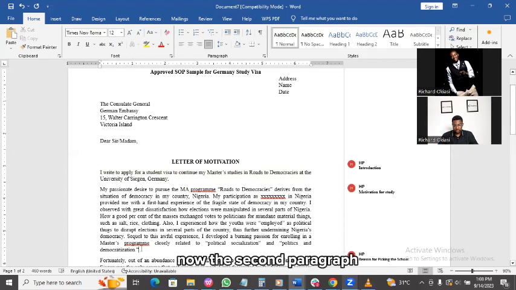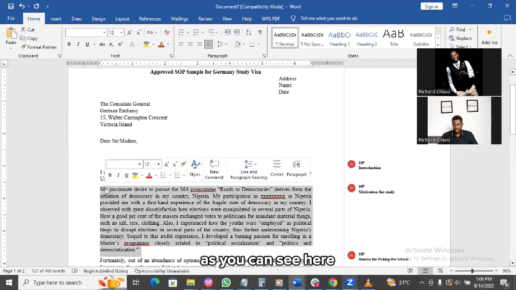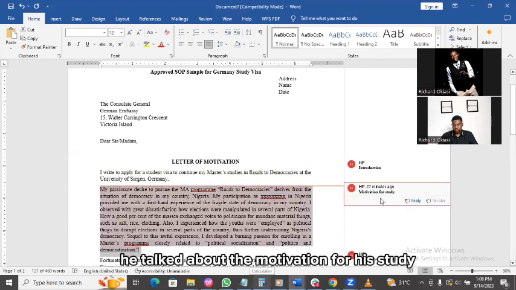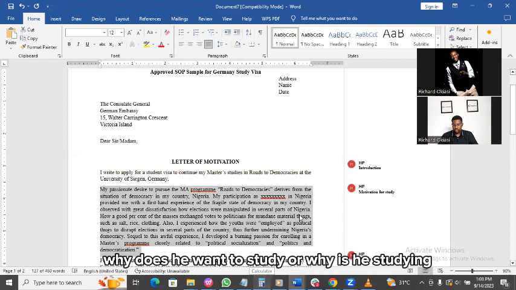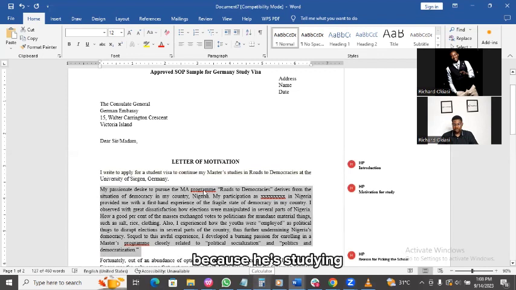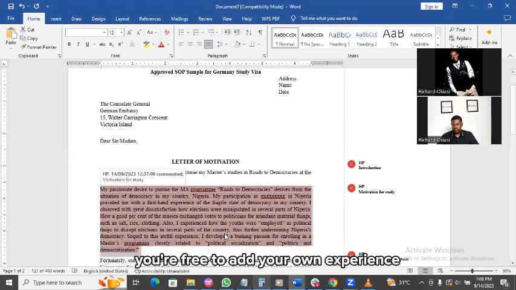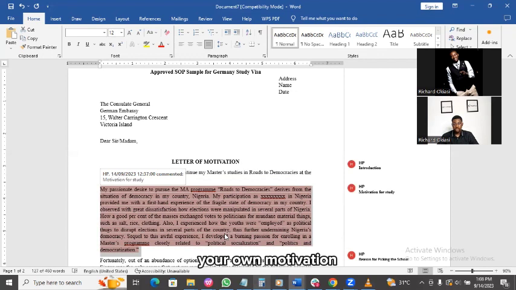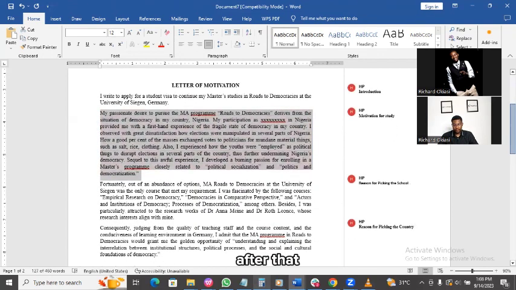Now, the second paragraph, as you can see here, he talked about the motivation for his study. Why does he want to study, or why is he studying the course he's studying? And you can see what he said about it is his own experience. You're free to add your own experience, your own motivation, your reason. You need to talk about it in your SOP.